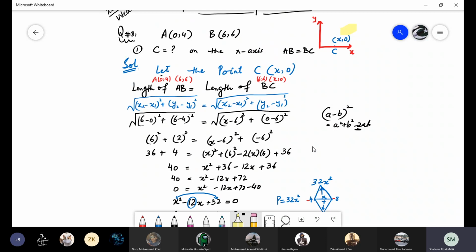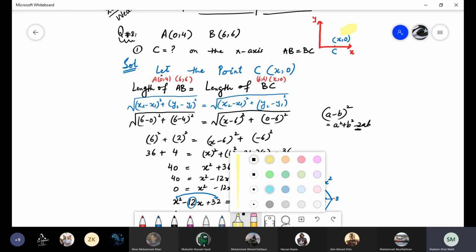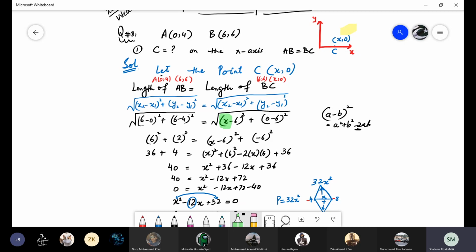It's already given in your question if you have the book with you. So AB is equal to BC. It means we have to write the length formula, that the length of AB is equal to the length of BC. So just use the distance formula on both sides. When you move here, there is a second identity situation, so you have to apply the second identity here. See, first value square plus second value square minus 2 times first value and second value. This is the second identity, which I highlighted.